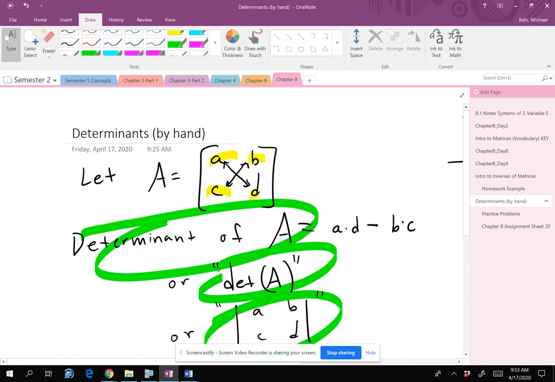So that's it. That's all we've got for 2x2 determinants by hand and by calculator, and then I'm going to upload a video on doing 3x3s by hand.